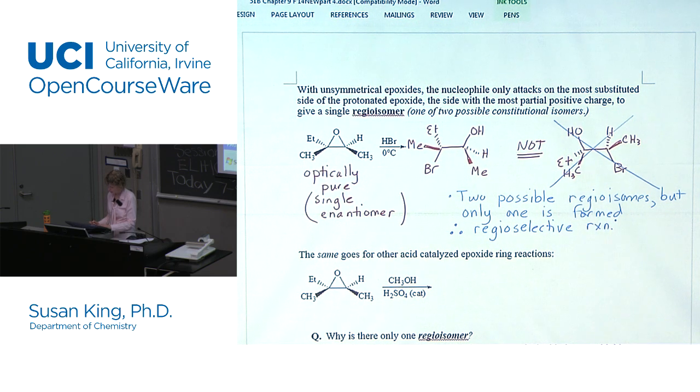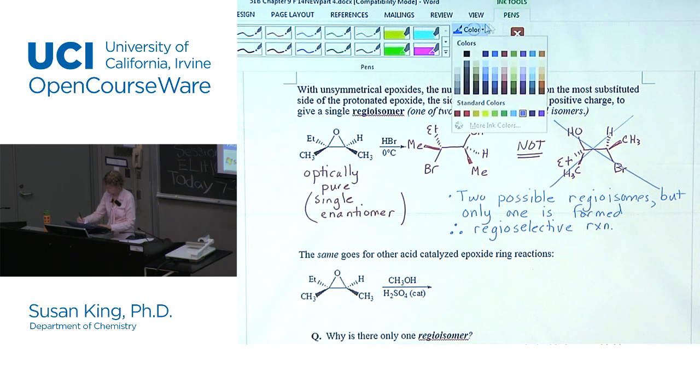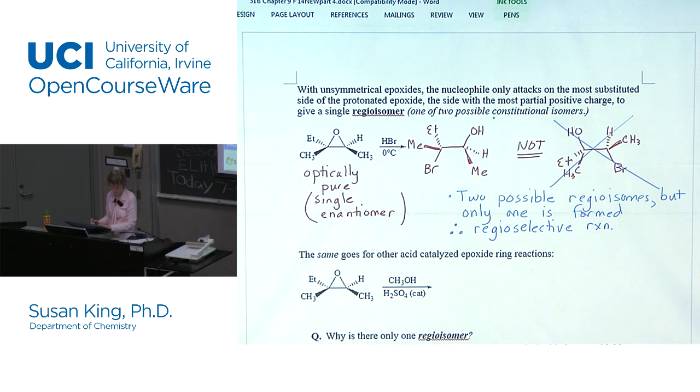And it turns out that, what side is the nucleophile attacking on here? Most substituted or least substituted? It's attacking on the most substituted side. Nucleophile only attacks at the most substituted side. That doesn't sound like an SN2 reaction, does it?